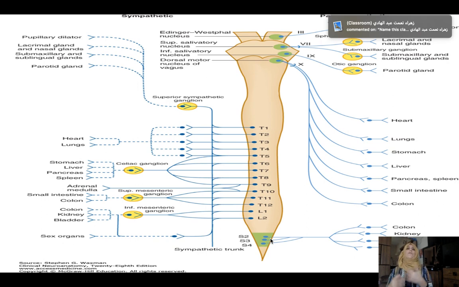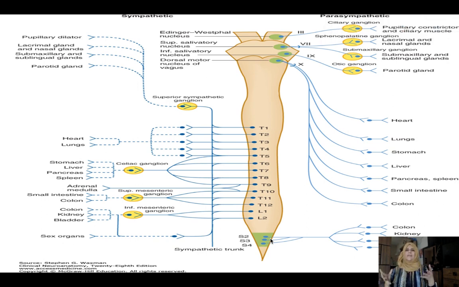For the urinary bladder, what causes relaxation of the detrusor muscle and closure of the sphincters is the sympathetic, but the parasympathetic causes contraction of the detrusor muscle and relaxation of the sphincter. So micturition is initiated by the parasympathetic. The same applies to defecation: what keeps the sphincter closed is the sympathetic system. These are in general the differences between the sympathetic and parasympathetic.